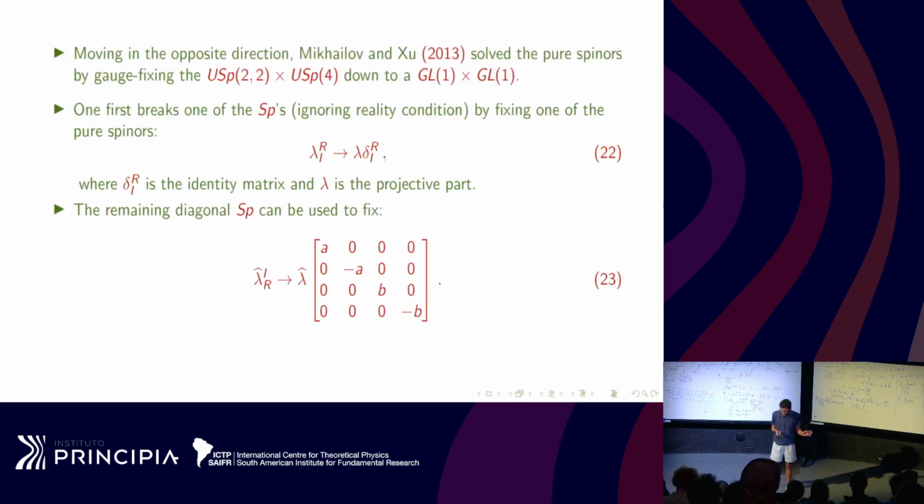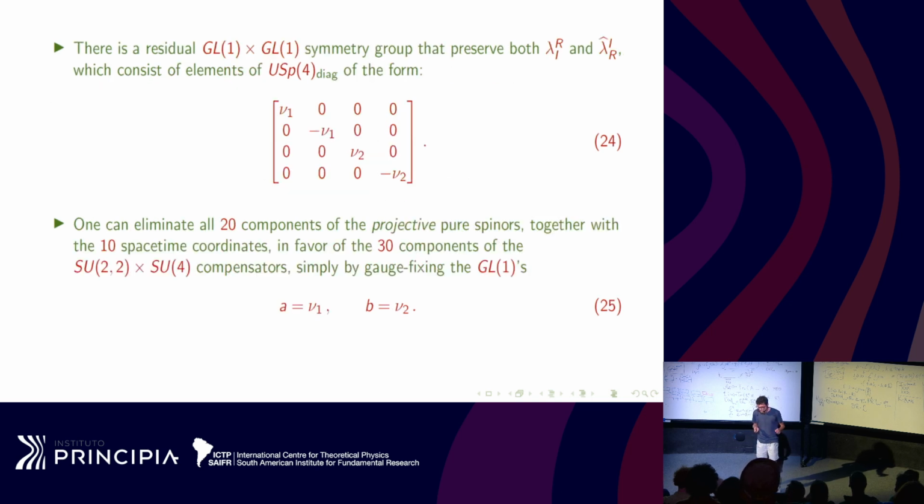So moving in the opposite direction, Mikhailov and Schubring in 2013 solved the pure spinor constraints by gauge fixing the USp(2,2) times USp(4) down to GL(1) times GL(1). One first breaks one of the symplectic groups, ignoring the reality condition for now, by fixing one of the pure spinors, giving equation 22. This pure spinor is fixed to be proportional to the identity, and then the remaining residual gauge symmetries were used to gauge fix the lambda hat to equation 23. Then there is a residual GL(1) times GL(1) symmetry group that preserves this lambda hat, which consists of the elements of USp(4) diagonal that acts on both types of indices.